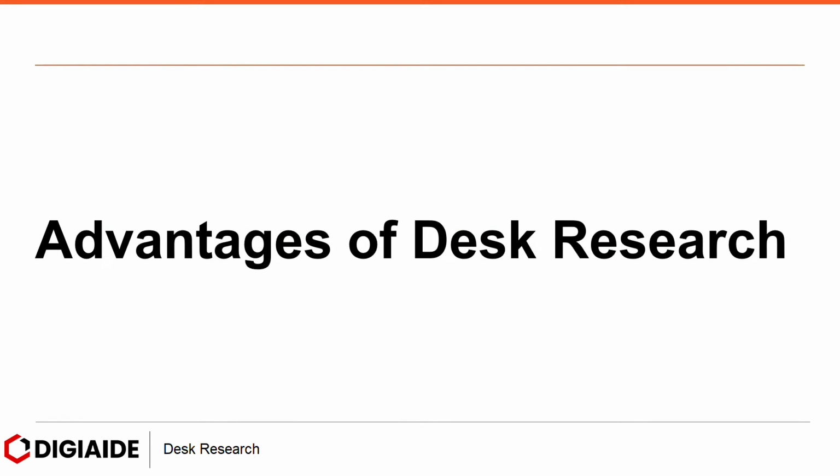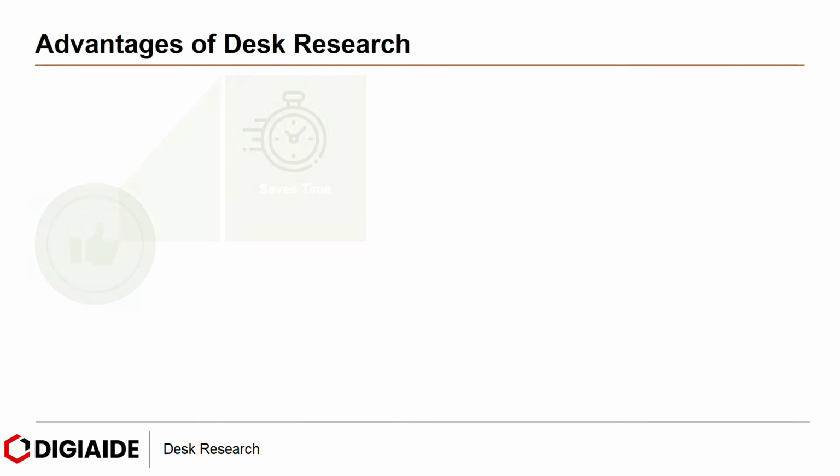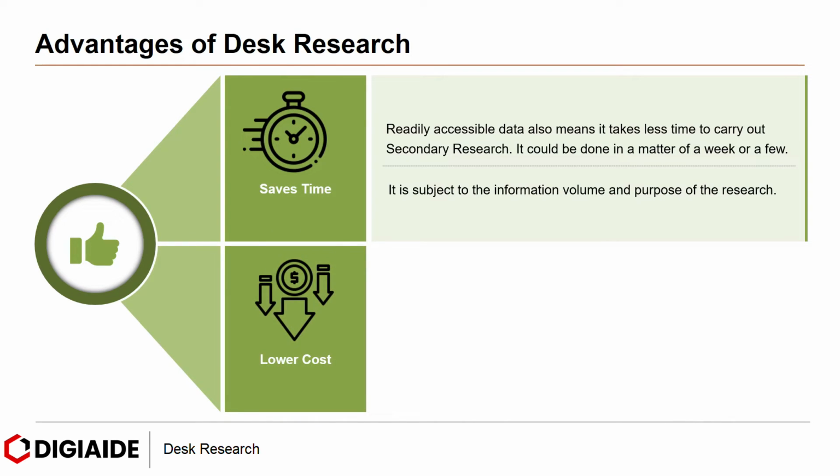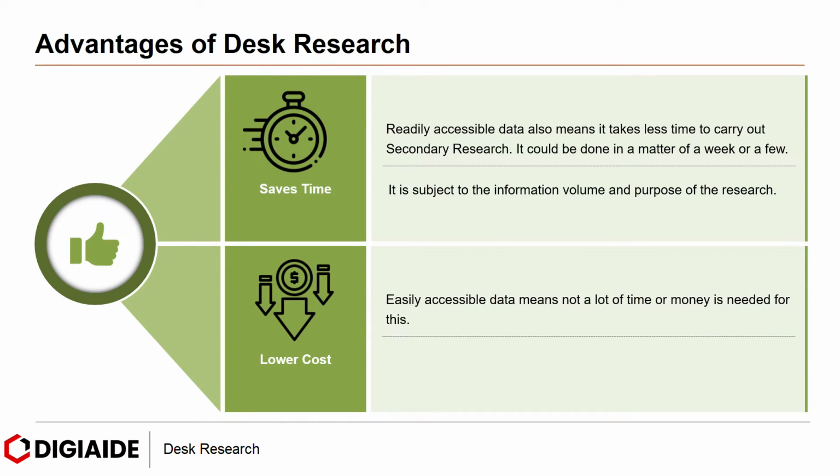Moving on to the advantages of desk research. First, saves time. Readily accessible data also means it takes less time to carry out secondary research. It could be done in a matter of a week or a few. It is subject to the information volume and the purpose of research. Next, lower cost. Easily accessible data means not a lot of time or money is needed for this. Reliable sources only need a token amount for the data they offer.